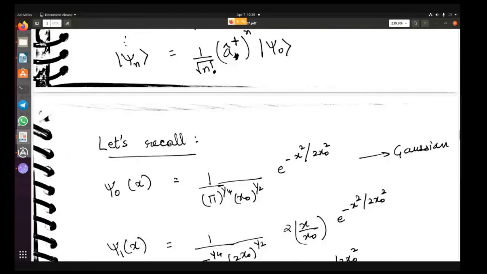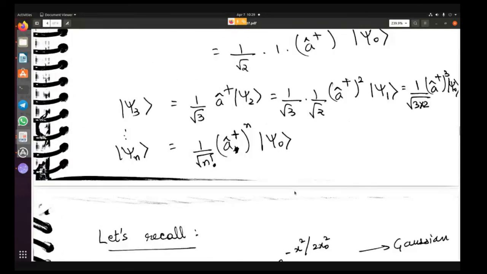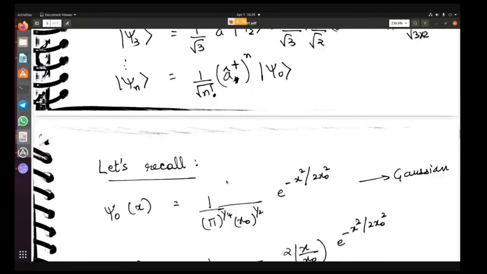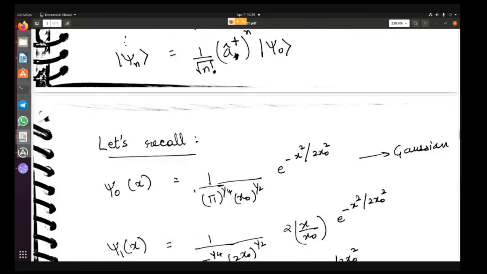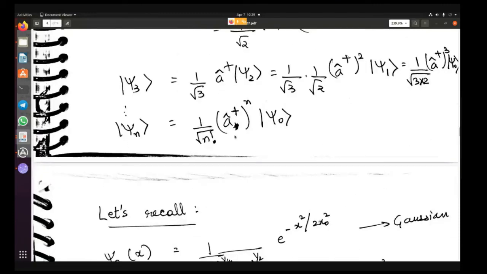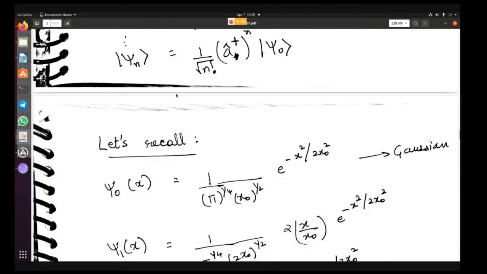So now what we're doing is we're seeing what this function looks like. Using these operators, you can find psi 1, psi 2, psi 3, psi 4, and it will turn out to be the same as what we got using the Hermite polynomial thing, with the differential equation method. You'll get back the same thing.